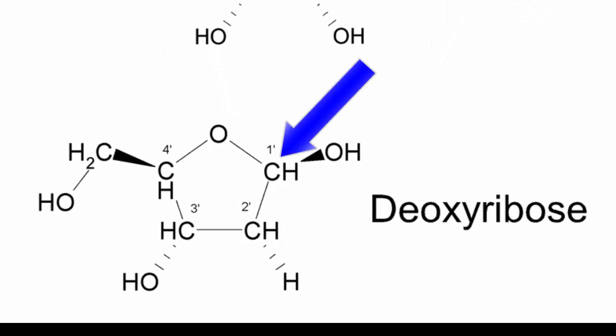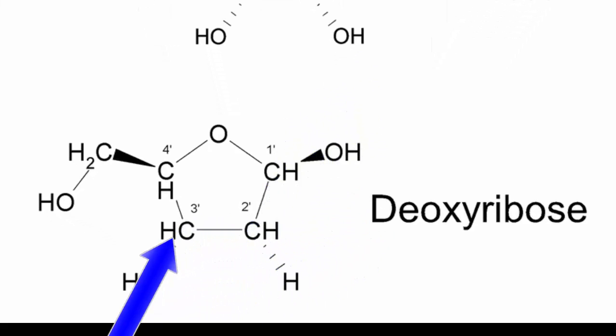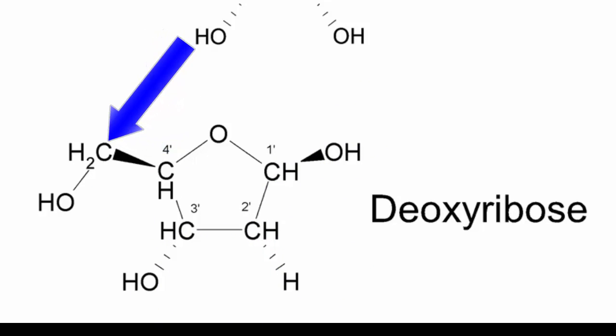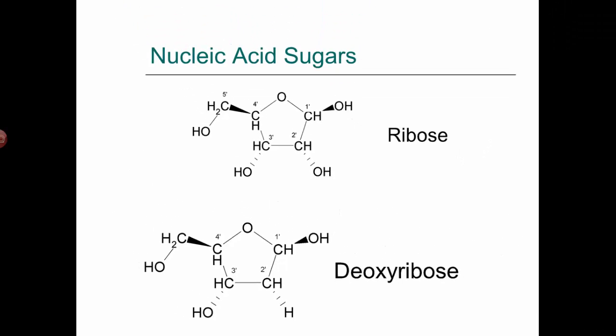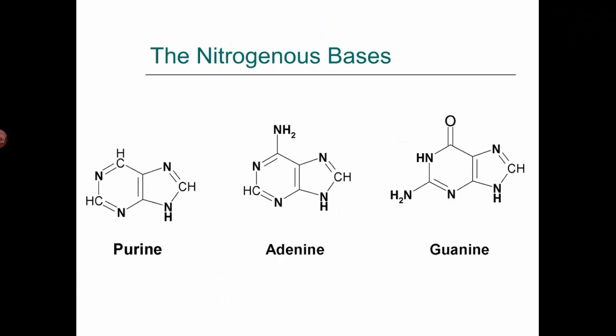The carbons in the ring, 1', 2', 3', 4', and then the one that's outside of the ring, 5', are all very important in building DNA, except for the 4'. The 4' doesn't really do anything. But 1', 2', 3', and 5' are all important. And the significance of 2' is that that's where the difference is between ribose and deoxyribose.